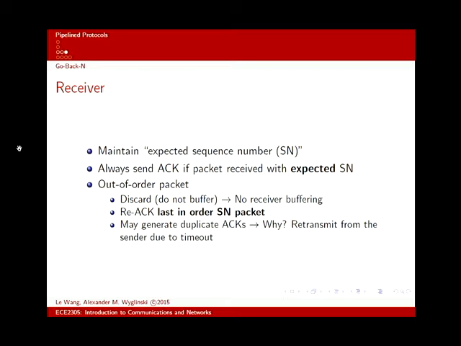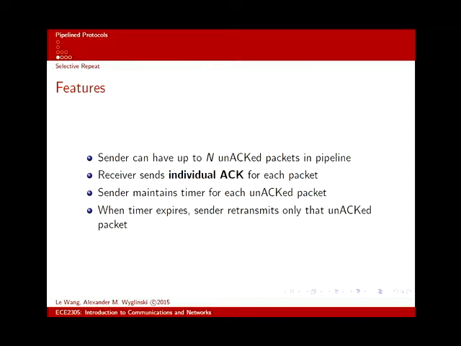All right. So in this case, the sender can have up to N unacked packets in the pipeline. So we first of all define how many packets we can send before we actually need to ack them, right? And then the receiver sends individual acks for each one. And the sender also maintains a timer for each unacked packet. So I send it out, and time's running out. We better get some sort of notification if it made it or not. Otherwise, if the timer expires, we retransmit only that unacked packet. So that's the beauty of it.